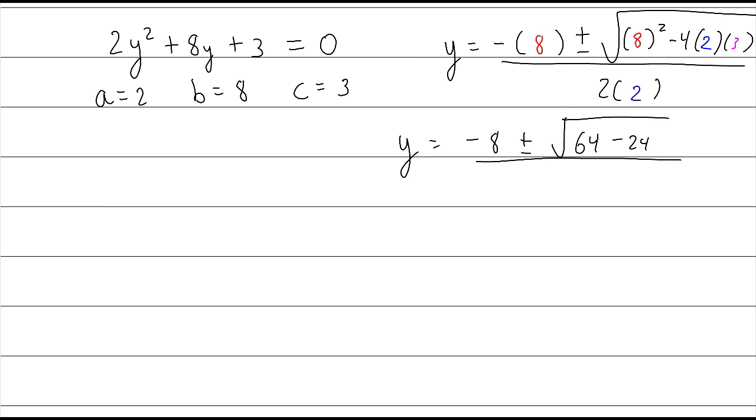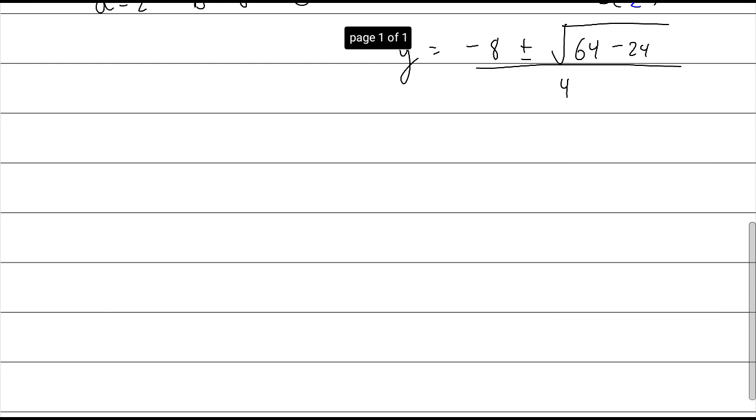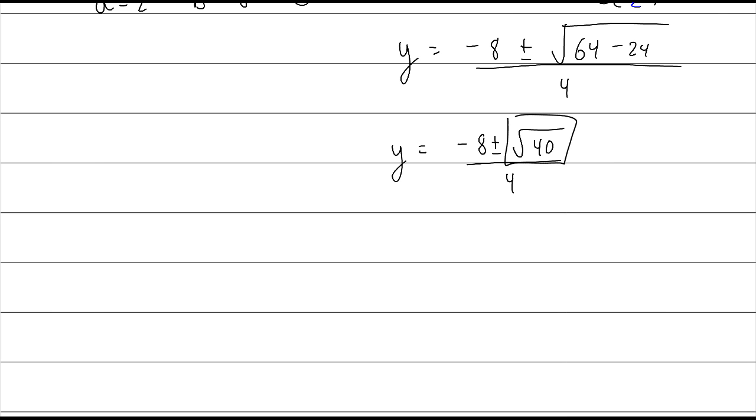2 times 2 on the bottom is 4. And so 64 minus 24 is 40 over 4. Okay, see how it's getting a little bit nicer, a little bit neater. Okay, and not too long ago we talked about simplifying the square root of 40. Let me do that off to the side real quick. Let's take a purple detour here.